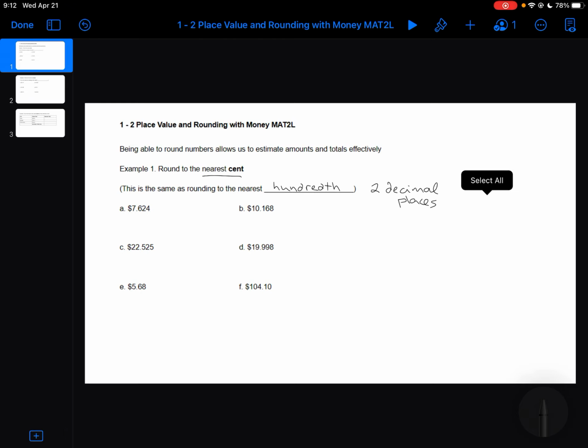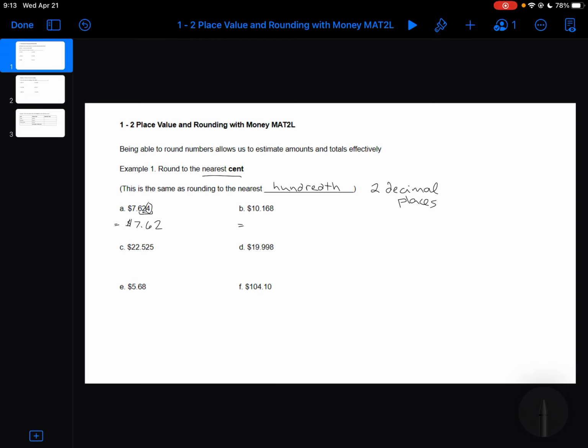So $7, and then we've got 6, 2, 4. So my 2 is in the hundredth spot. 4, the number next to it, is less than 5. So my rounded value is $7.62.